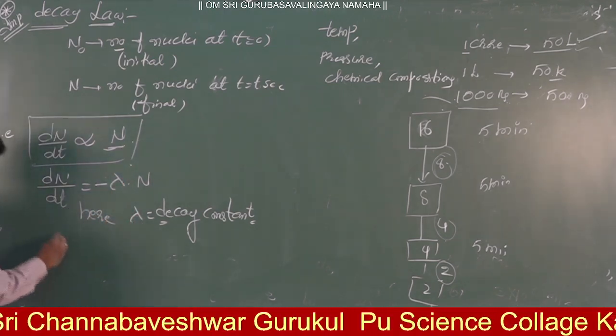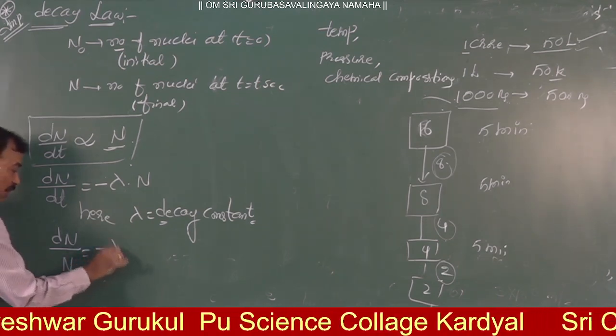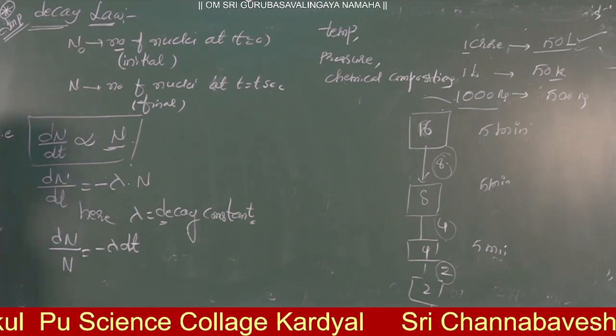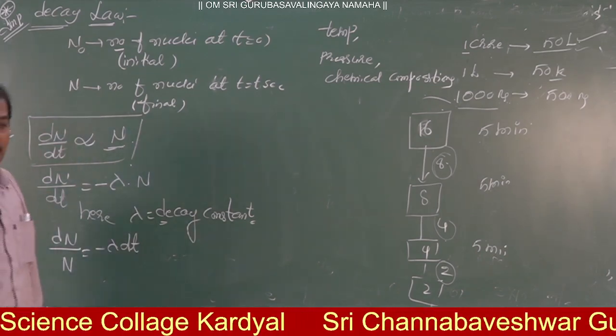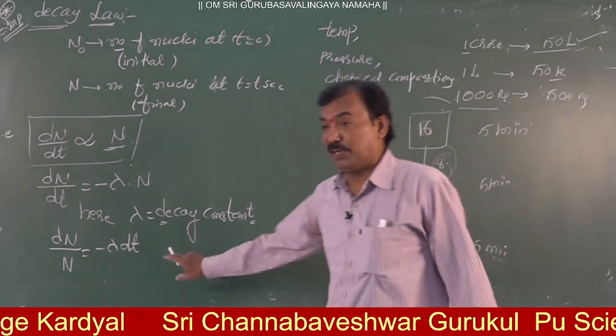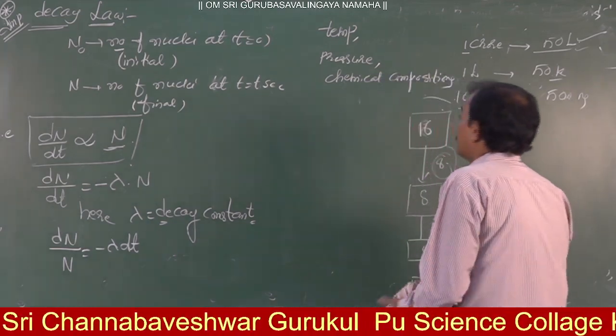Again, dN by dt is minus lambda into N, lambda is the decay constant. Rearranging this equation, dN by N is equal to minus lambda into dt. Next, taking integration on both sides.